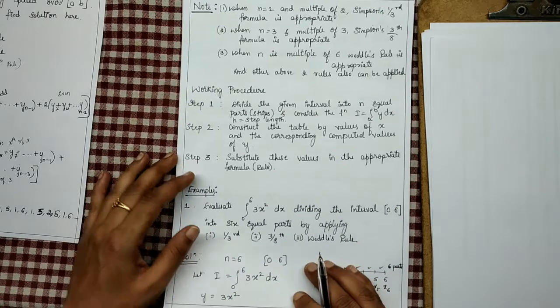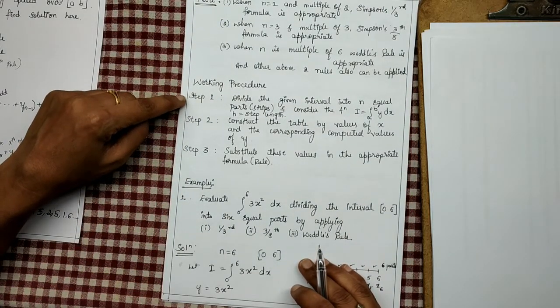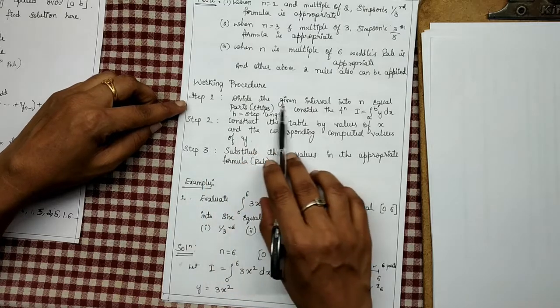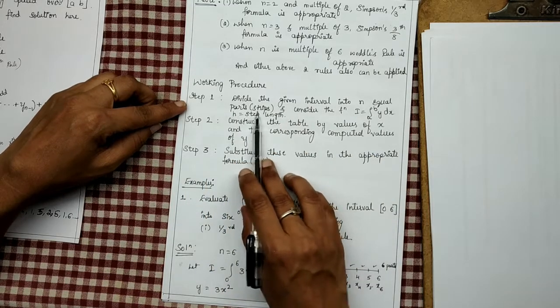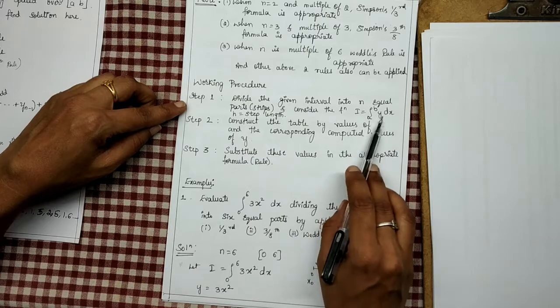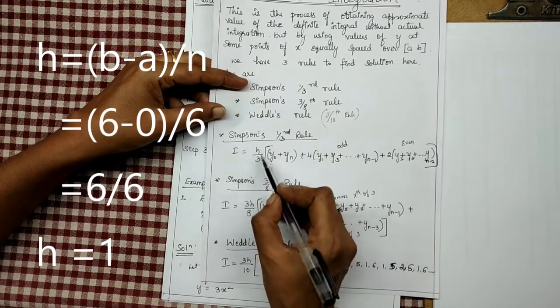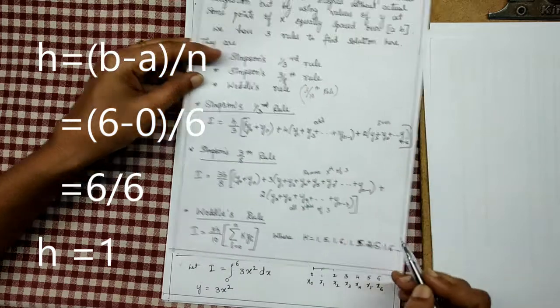Now, we'll go for the next one, that is the working procedure. What is the procedure we have to follow when solving the problem? That is step 1. Divide the given interval into n equal parts or steps and consider the function I is equal to integral a to b y dx. You have to consider this, and you have to take the step length. H is the step length. We have a term h here, right? What is this h? H is the step length.